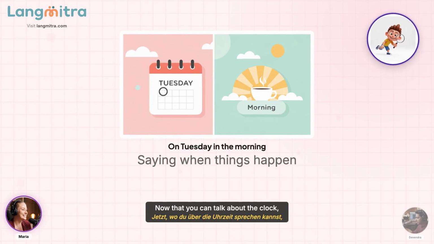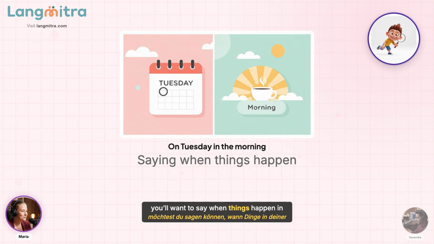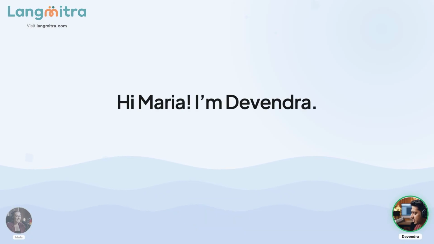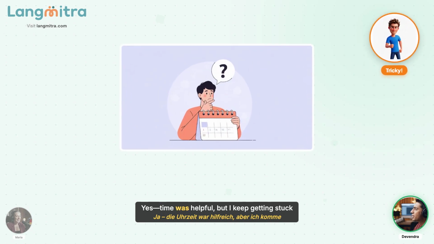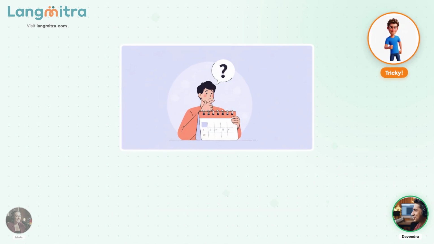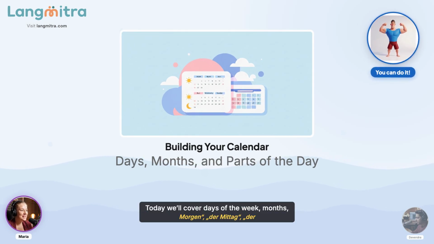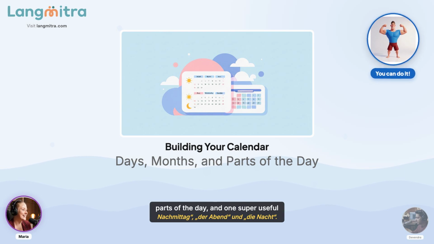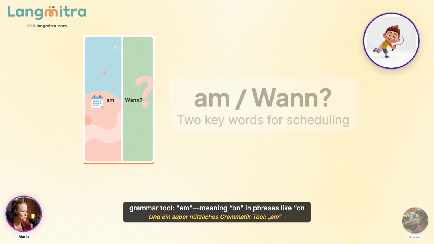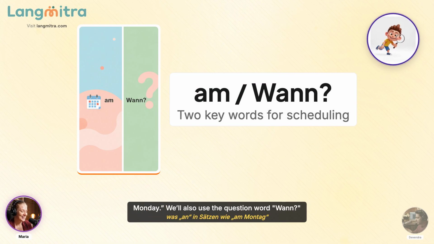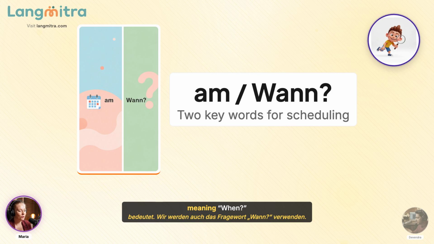Now that you can talk about the clock, you'll want to say when things happen in your week, like on Tuesday in the morning. Hi, Maria. I'm Devendra. Yes, time was helpful, but I keep getting stuck when someone asks what day. Perfect. Today we'll cover days of the week, months, parts of the day, and one super useful grammar tool, meaning on, in phrases like on Monday. We'll also use the question word wann, meaning when.